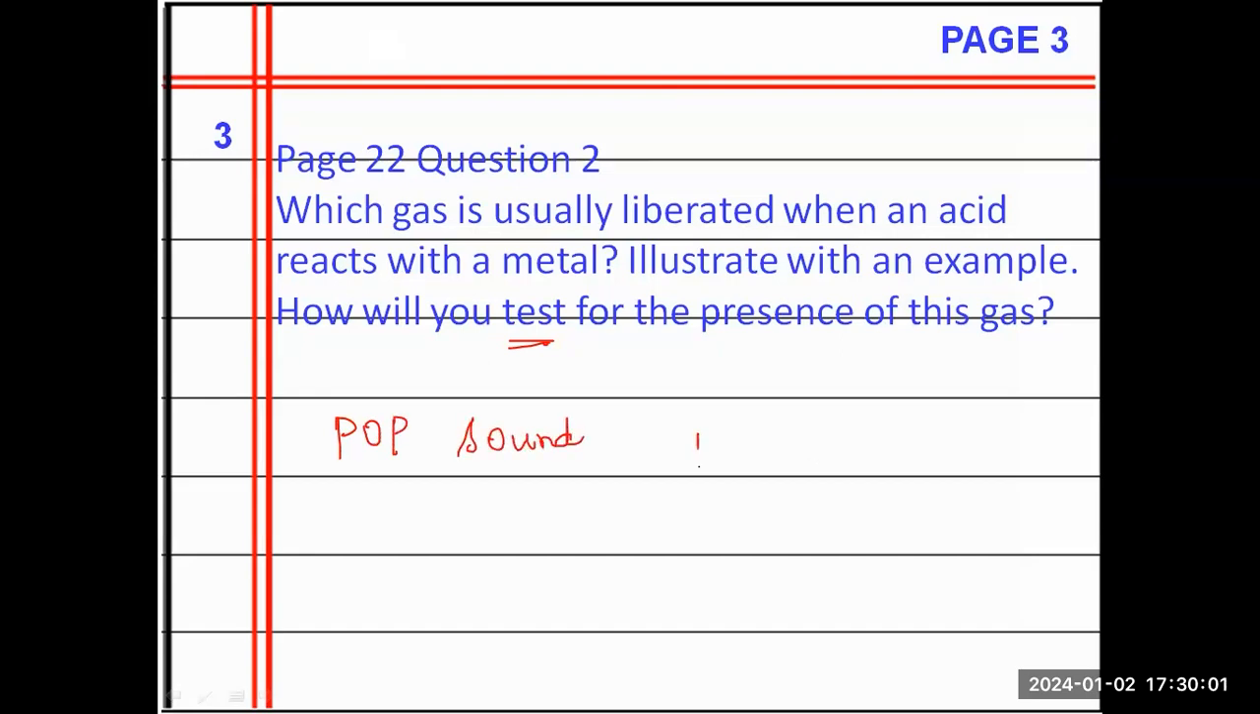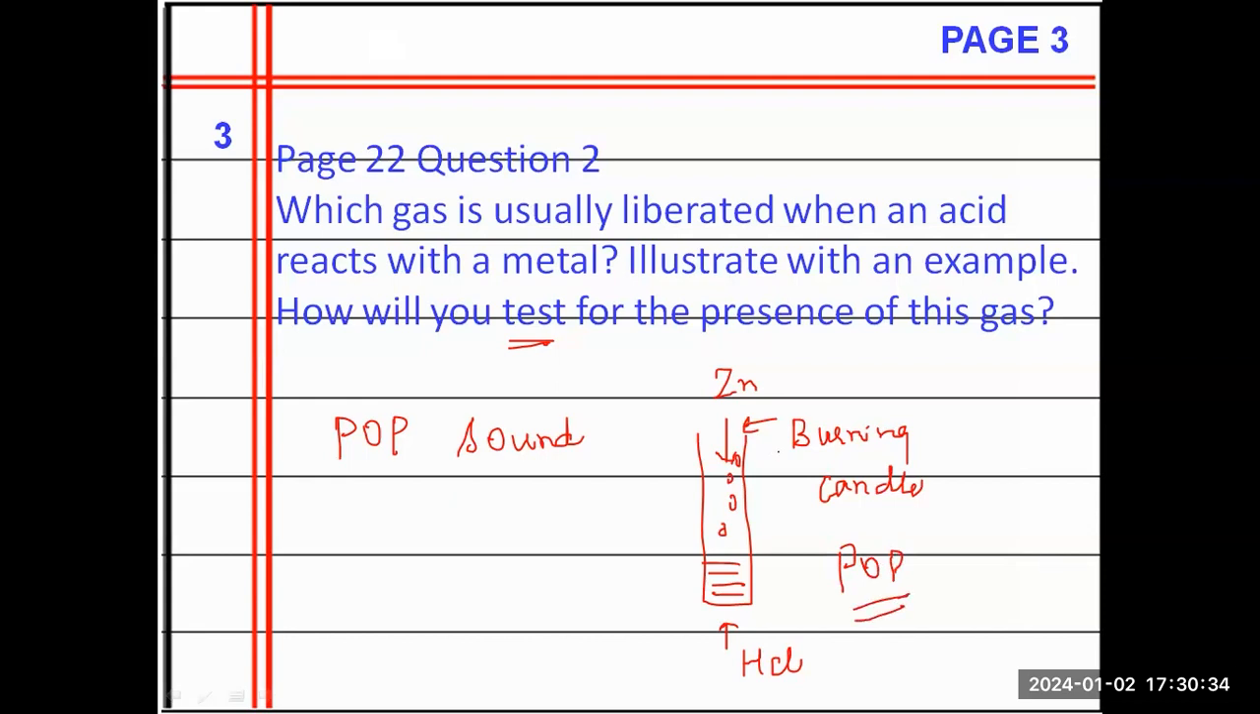Now, what is this test? Suppose you did this reaction in a test tube. You took the acid, say this is hydrochloric acid, and you have put some pieces of zinc or zinc granules into it, and the hydrogen gas is liberated here. If you bring a burning candle near the mouth of the test tube, the flame will extinguish with a pop sound, indicating that this is hydrogen gas.